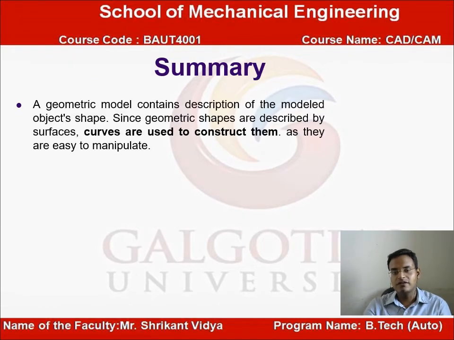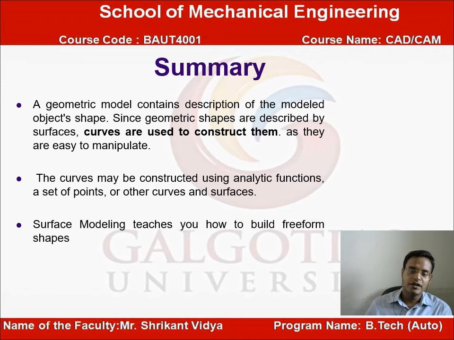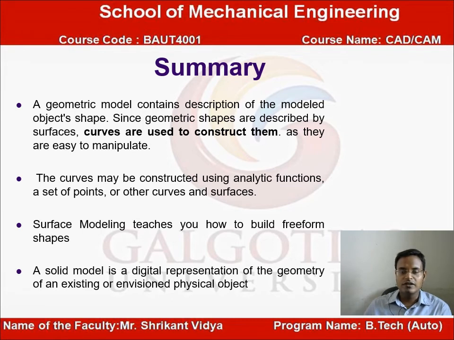So in summary, whatever we have studied, the geometric model contains a description of the model object's shape. Since geometric shapes are described by surfaces, curves are used to construct them as they are easy to manipulate. So we can say that a geometric model gives a complete description of any model object. The curves may be constructed using analytic functions, a set of points, or other surfaces and curves. Surface modeling teaches how to build free-form shapes. Solid modeling is a digital representation of the geometry of the object.